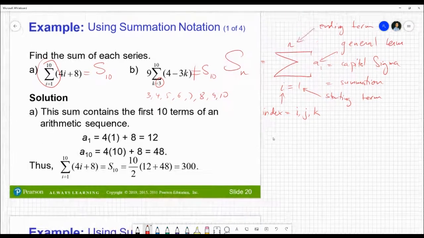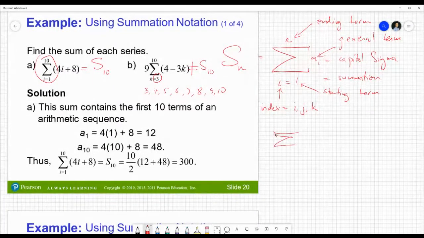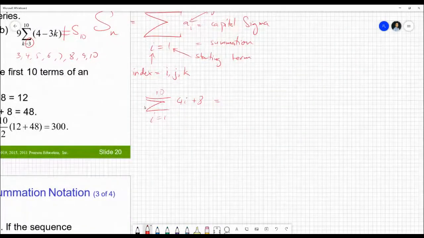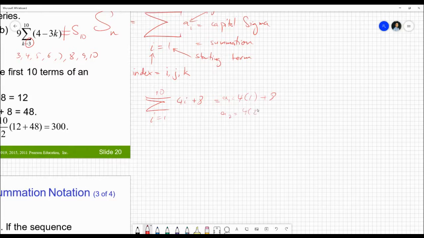All right, so if I were to write it all out, this means the sum of the first 10 terms. So if I were to do it by hand, I would plug in each one of them in here. So we have 4 times 1 plus 8. So that's our first term, A1. A2 would be 4 times 2 plus 8, all the way up to A10, 4 times 10 plus 8. All right. Now, we don't have to do this, but I'm just showing you here that we are adding all 10 terms together to find this sum.